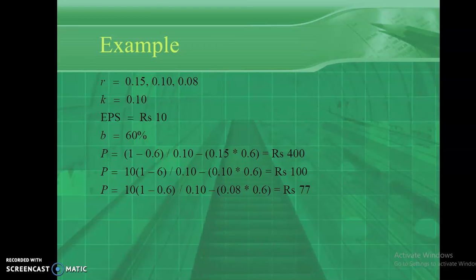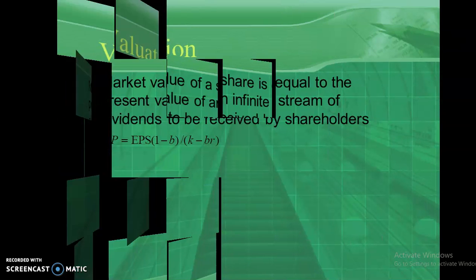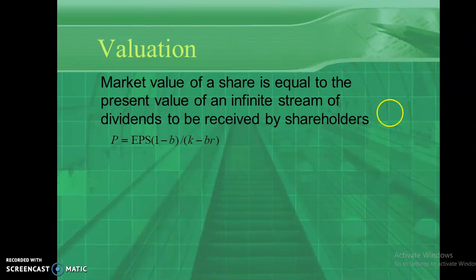So let's look at an example. R is the rate of return: 0.15, 0.10 and 0.08. K is the cost of capital, 0.10. EPS is also given, 10 rupees. B is the retention ratio, that is 60%. The formula is EPS into 1 minus B divided by K minus BR.